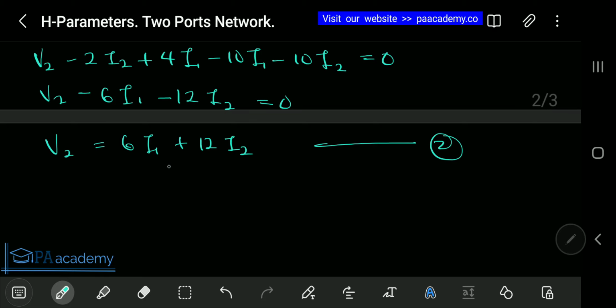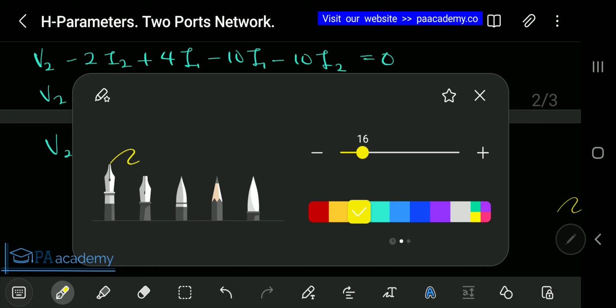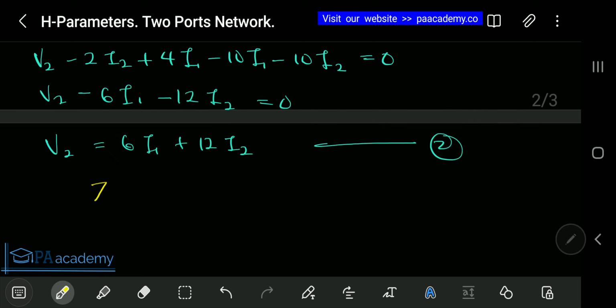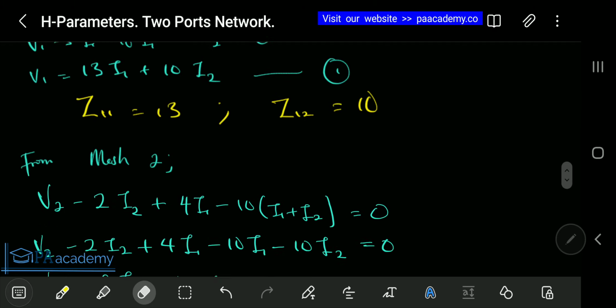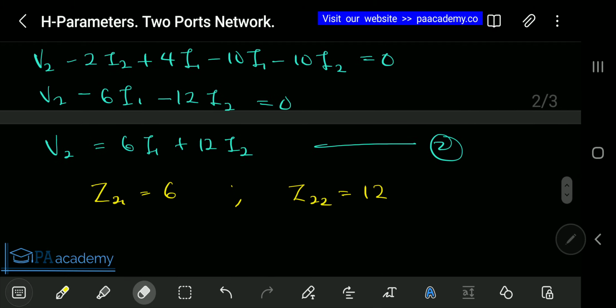So let's take this as our equation 2. So if you should compare what we are having here with that of the z parameters, we can conclude that our z21 is equals to 6, which is this 6 we are seeing here, and then our z22 is equals to 12. Exactly. So we are not done yet. Remember, what we just got is our z parameter from the question. Exactly, but the question is asking us to get our h parameters.